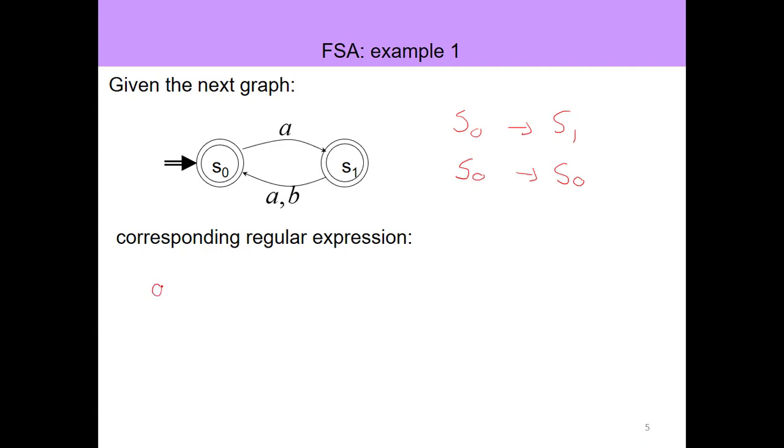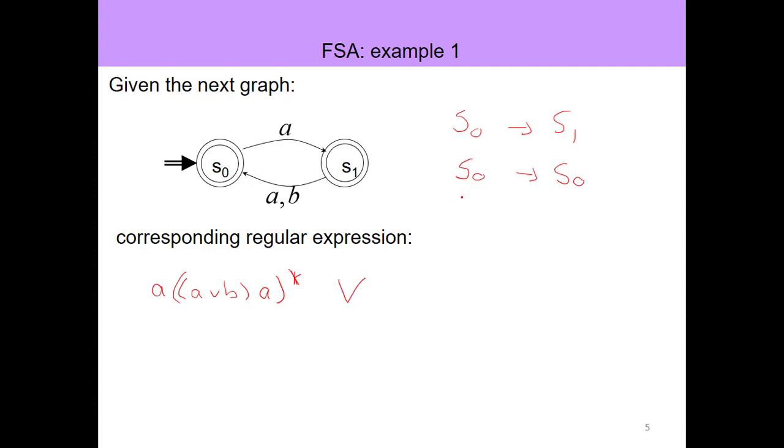So we start with an A and now we can finish if we like. But we can also return to S0 with A or B, and then we have to go back to S1 again. This can be repeated as often as we like. So from S0 to S1, we minimum need one letter, A, and then we can go back with A or B and go up again with an A.